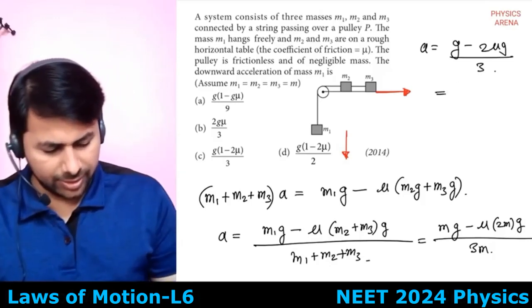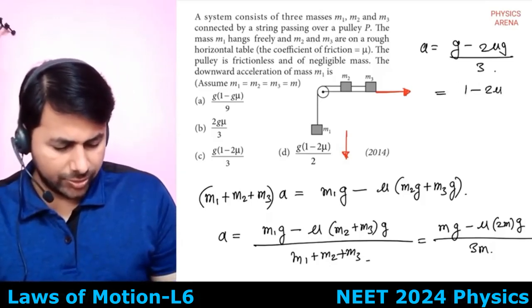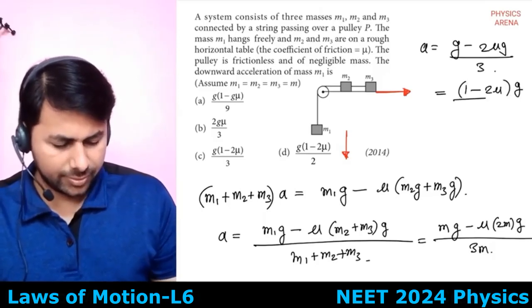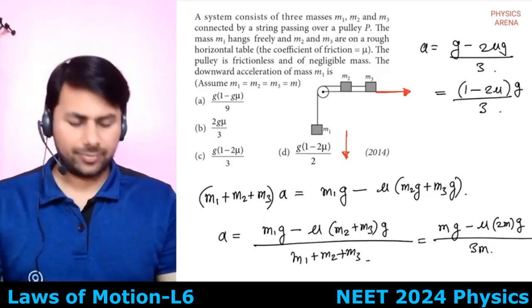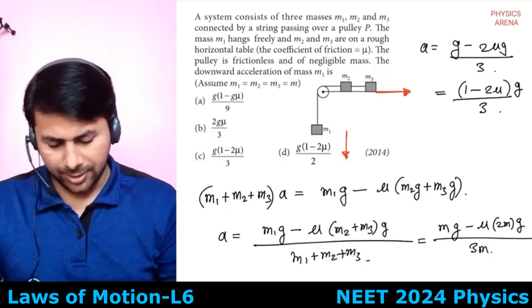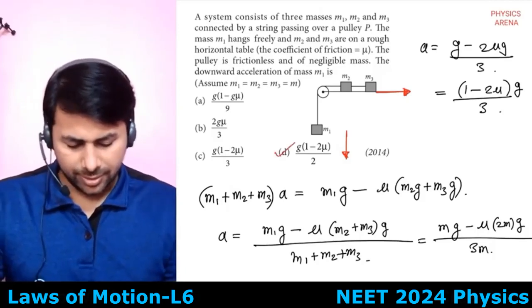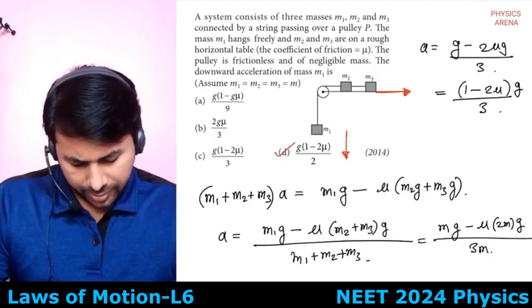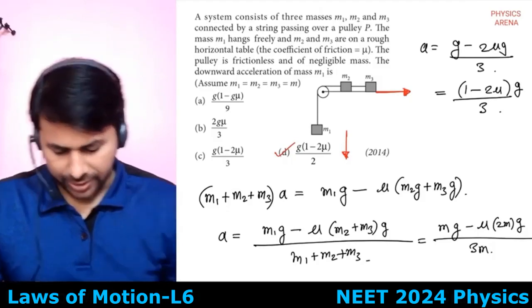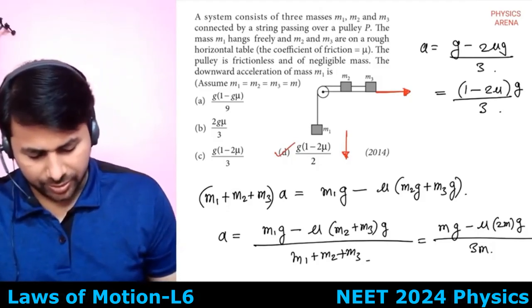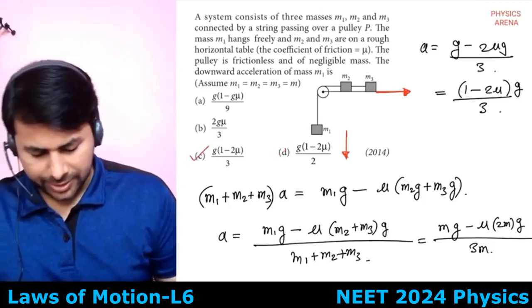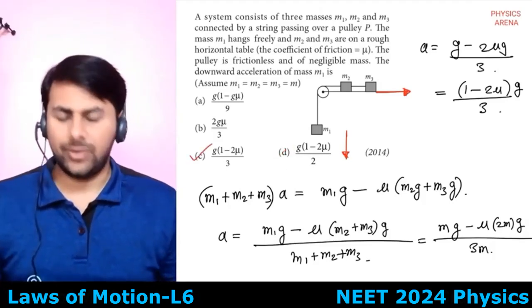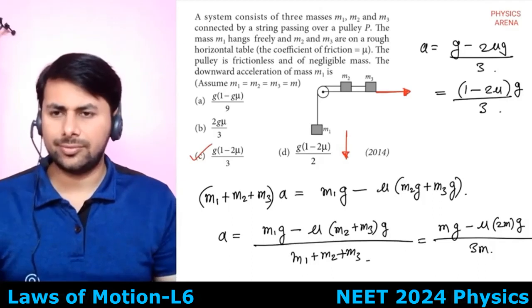Or if you take g common, it will be 1 minus 2 mu divided by 3. Okay, so it is option D or C. They are same. Okay, C. Sorry, here you have two. It's option C. Okay, got it? Yes, no?